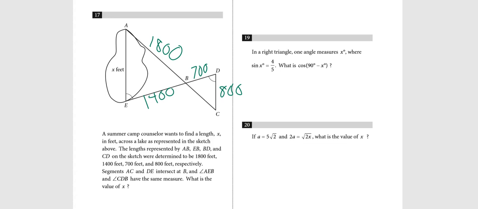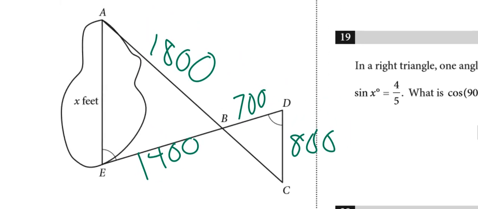AEB. Oh yeah, they got it marked already for us. That's nice. What's the value of x? So if that angle equals this angle, any other angles the same? Come on, geometry people. Any other angles the same? How about the vertical angles right there? Okay. That's enough information to guarantee these are similar triangles.